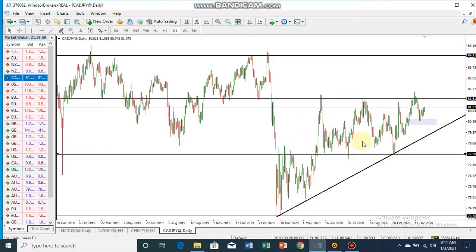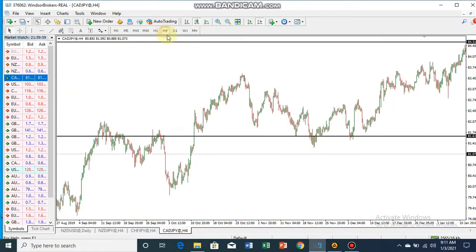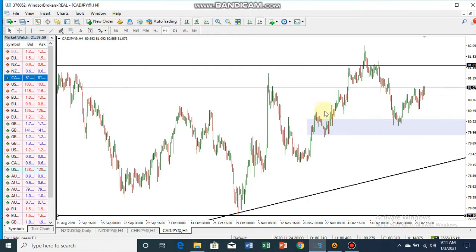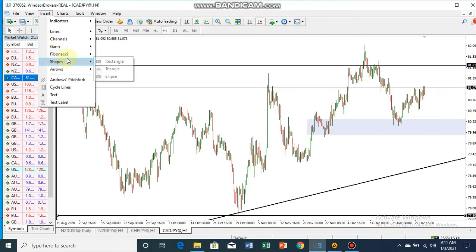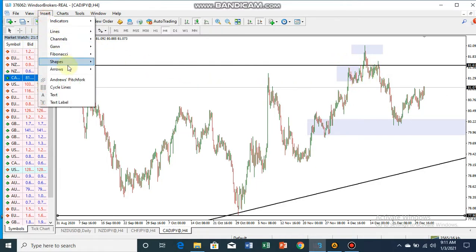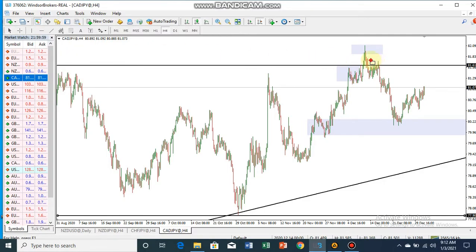But now what we're going to do, we'll go back to H4 and look for a head and shoulders. Remember, a head and shoulders is like this. We will go identify more head and shoulders. This is our head. Head and shoulders: left shoulder, then a right shoulder. Then what do we have here? A neckline. Our neckline was like this.